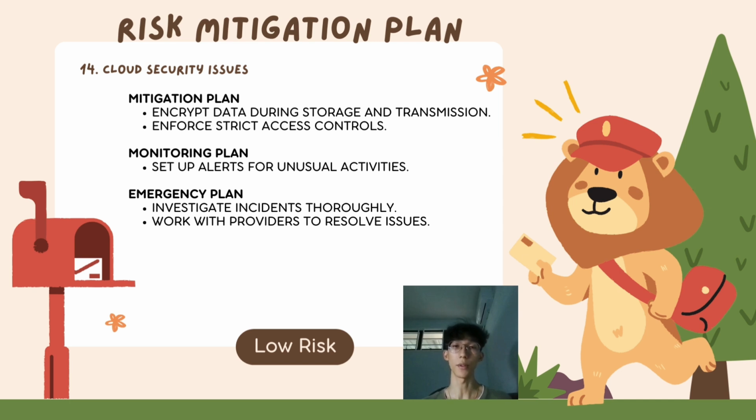The company could also enforce strict access control to limit cloud resource access to only authorized users, preventing unauthorized access. For the monitoring plan, the company could set up alerts for any unusual activities or changes in the cloud security environment, enabling a quick response to potential security incidents. For the emergency response plan, in the event of cloud security incidents, the company should conduct thorough investigations to understand the cause and implement preventive measures, and also collaborate with cloud providers to address and restore security issues, ensuring ongoing protection and minimizing future risks.